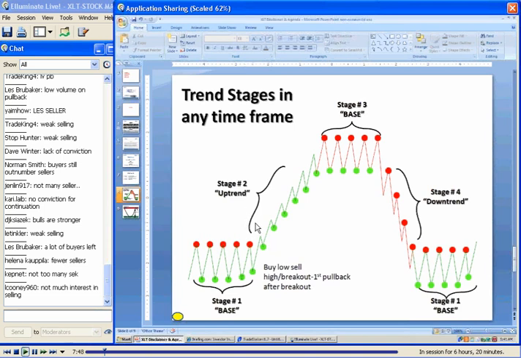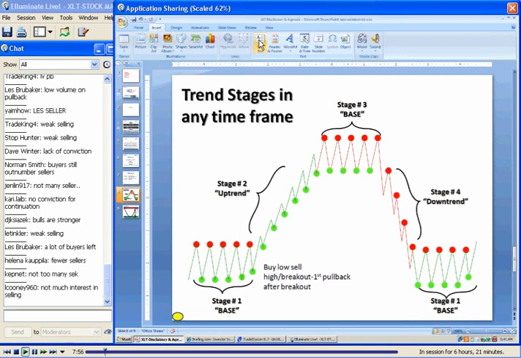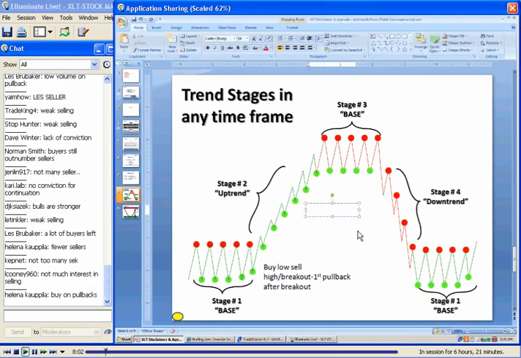Okay, so we're after a breakout, we're after the pullback, now we're in our stage 2 uptrend. What are we focused on up here in our stage 2? What do we do during this time period here?